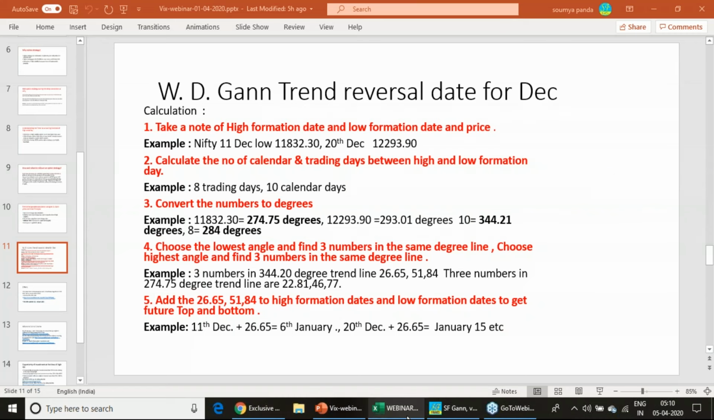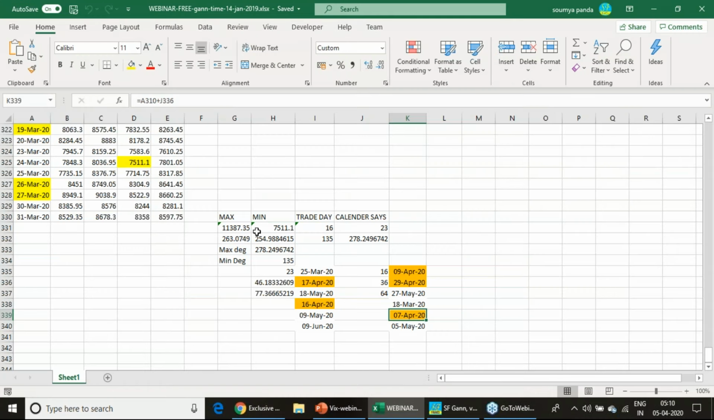Now I'll just take you to the Excel sheet and we'll be calculating for the month of April 2020, which is the current month. So for this month, for Nifty, we are going to calculate the trend reversal date.